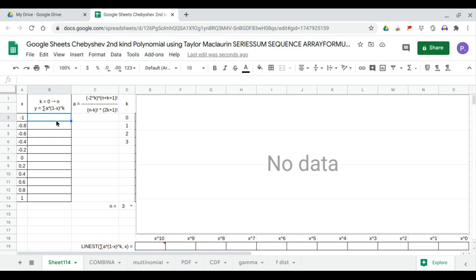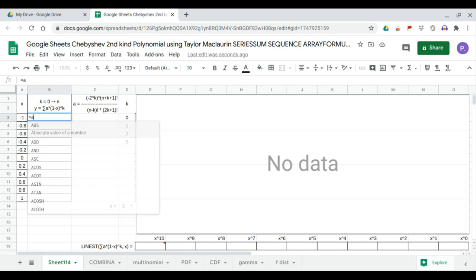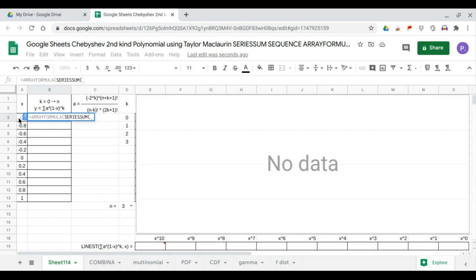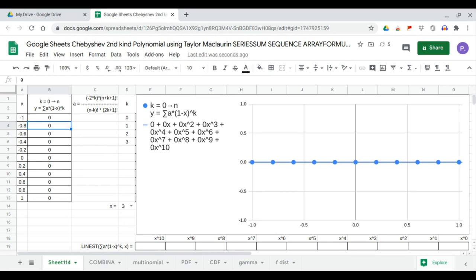Now we can enter the Taylor-Maclaurin series sum. Array formula, series sum of 1 minus x raised to the power k, which starting from 0, incremented by 1. And the coefficient will be this range. Here's the trend line equation and the trend line, where we generate the Chebyshev second kind polynomial.